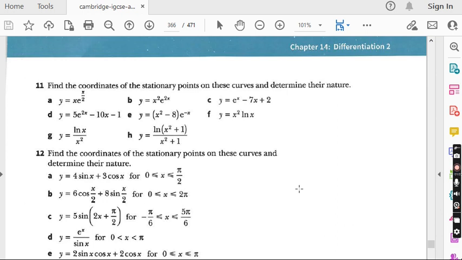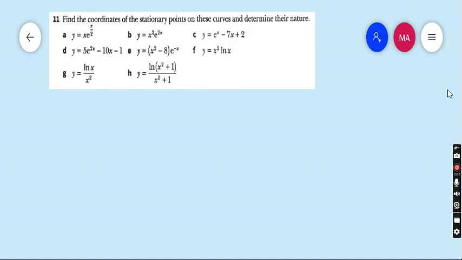So let's start question number 11. You can see on your screen, find the coordinates of the stationary points on these curves and determine their nature. Part A, y equals x e power x upon 2. So in order to find stationary points, first we have to find the derivatives.